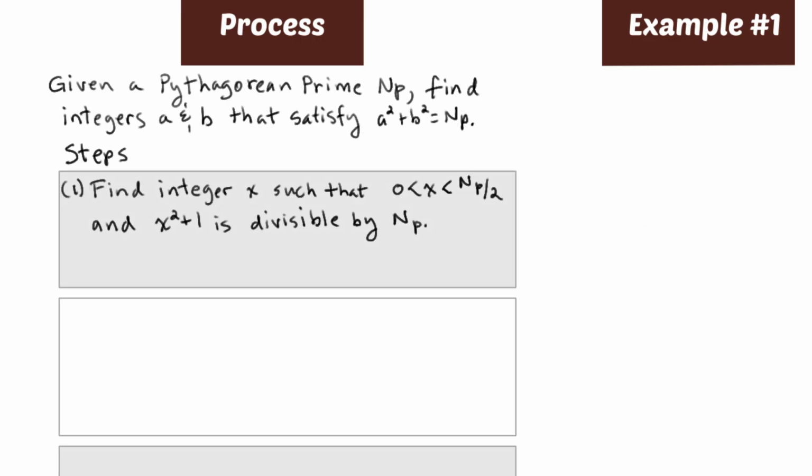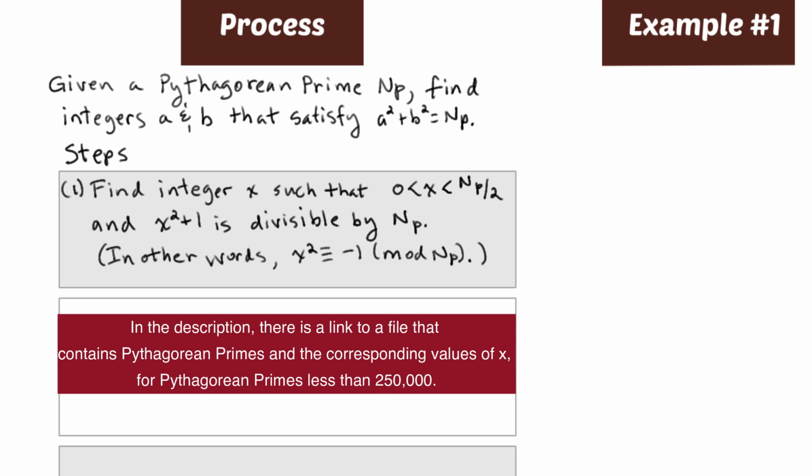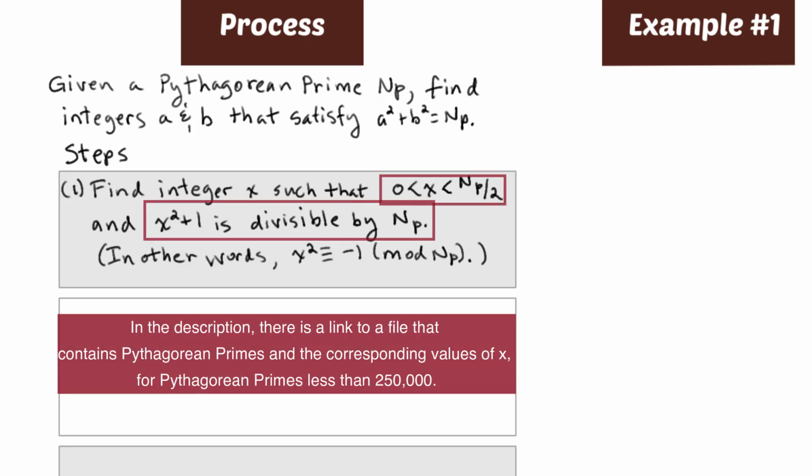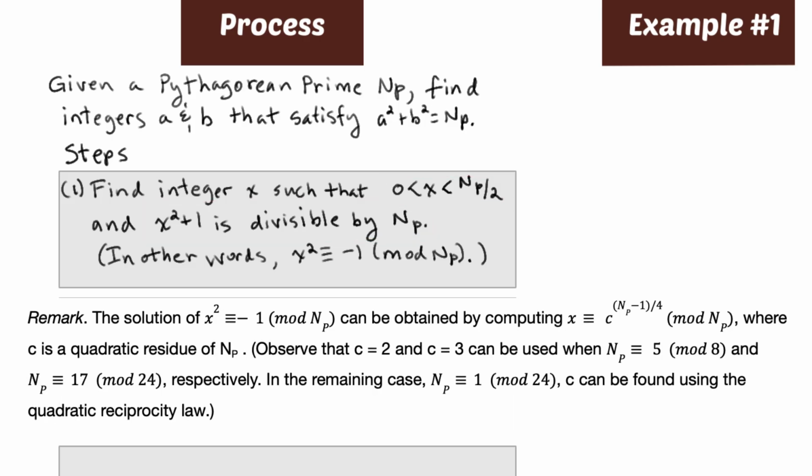In step 1, we find the integer x such that x is between 0 and half of n sub p, and also such that x squared plus 1 is divisible by n sub p. Another way of saying this is we find x such that x squared is congruent to negative 1 mod n sub p. For primes of reasonable size, you can find x using brute force. With a short routine or even a spreadsheet, you can check the values in this range and find the one that satisfies this condition. The author of the paper I just mentioned provided a different approach.